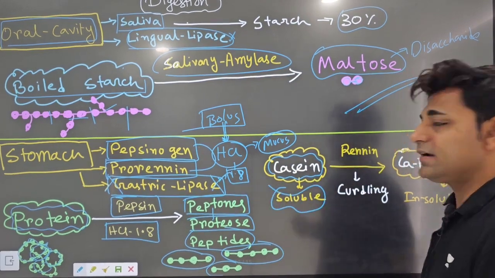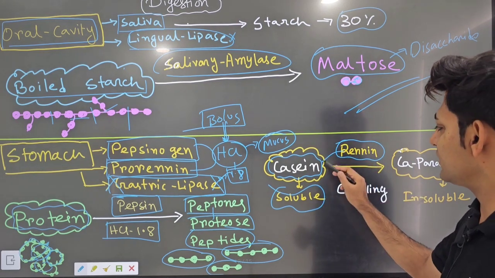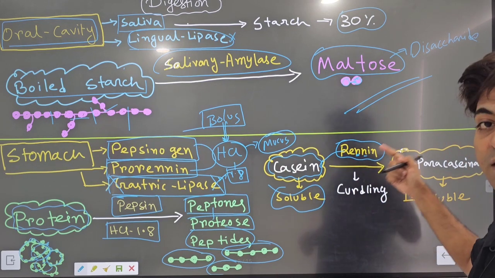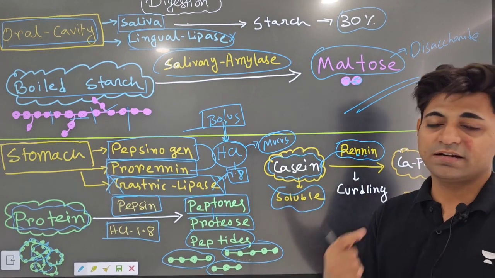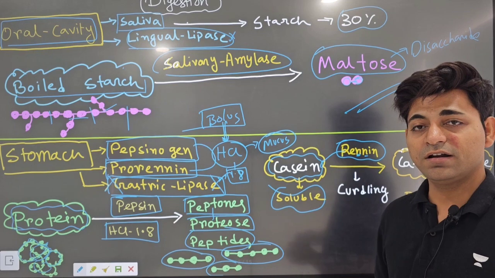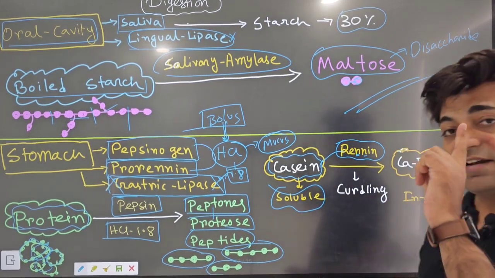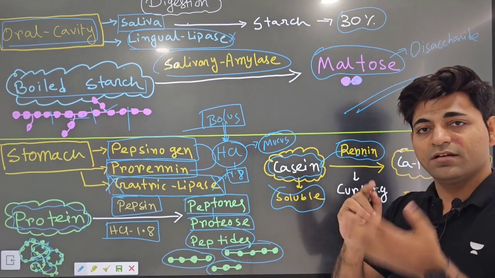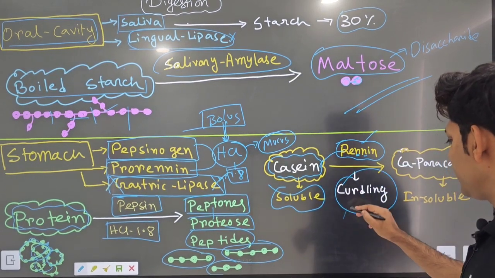Now in the case of infants, casein, the soluble protein in milk, is taken care of by rennin. Rennin will break down this casein. Remember the spelling of rennin, RENNIN. There is another renin, RENIN, an enzyme cum hormone released by the juxtaglomerular cells of the juxtaglomerular apparatus of the nephron. Don't confuse it with that renin, which is indirectly responsible for increasing blood pressure. This rennin is responsible for curdling of milk.